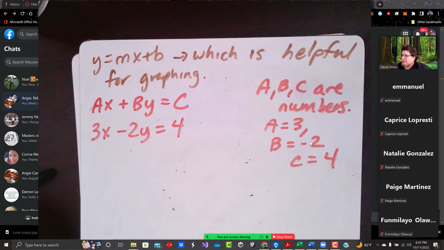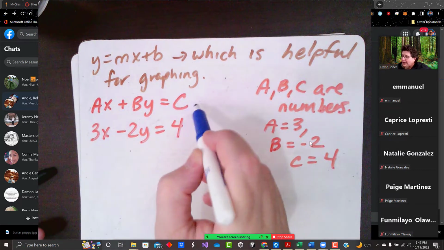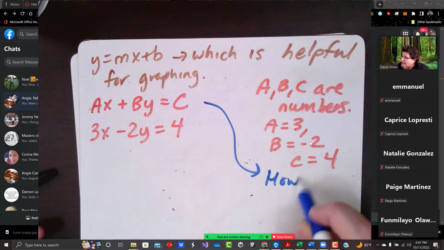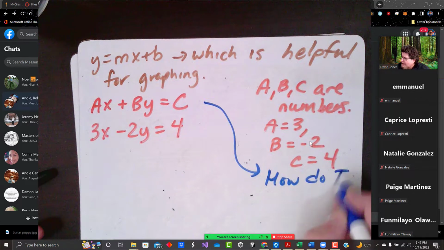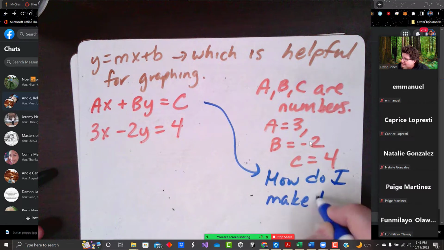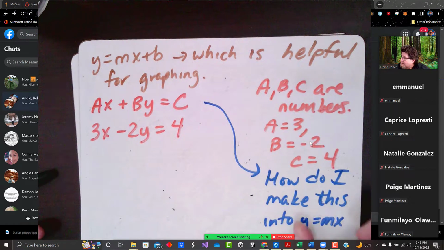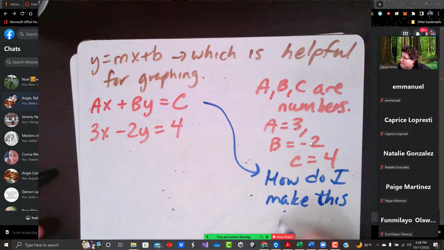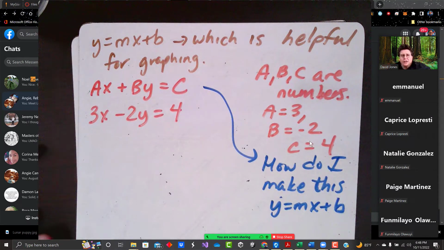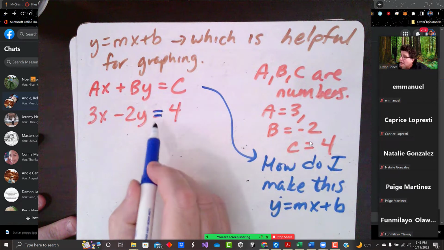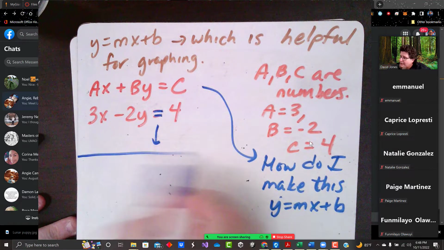I can make ax plus by equals c look like y equals mx plus b. So how do I make this into y equals mx plus b? The first thing I'm going to do is, when I have equal signs, the sides need to stay equal no matter what I do. So I want the equal sign to stay.